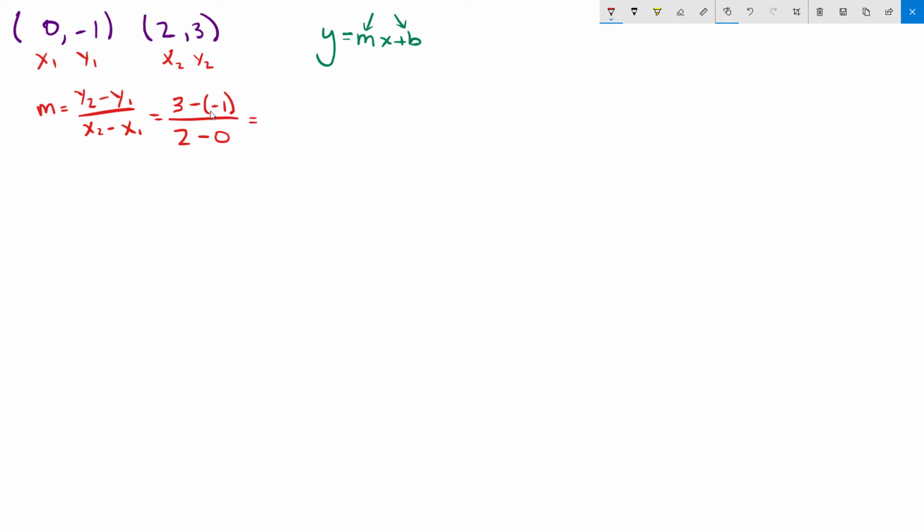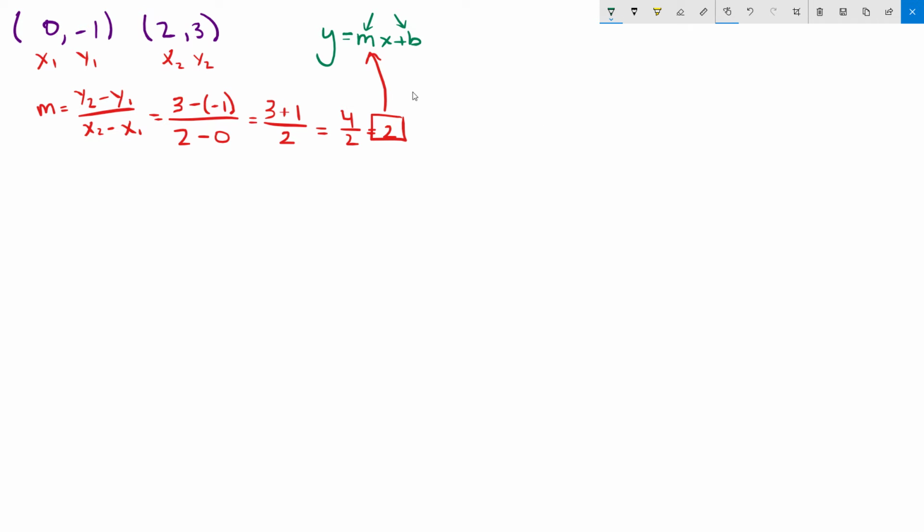So here we have a double negative, so this ends up being 3 plus 1, because a negative times a negative will make a positive, right? All over, well, what's 2 minus 0? It's just 2. So then what's 3 plus 1? It's just going to give us 4 over 2, and this can reduce to just 2, okay? So that is our slope. This is the m, so boom, we already have one piece done, so we can actually plug this into that equation. So let's go ahead and update our equation now.